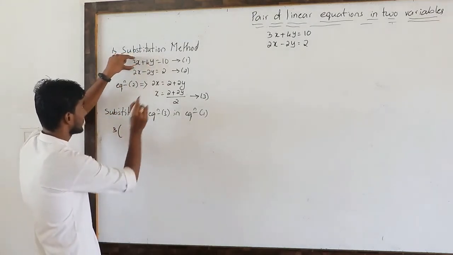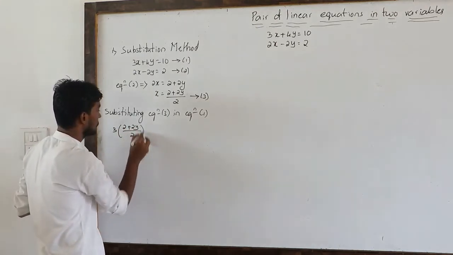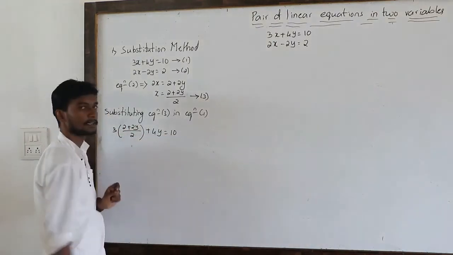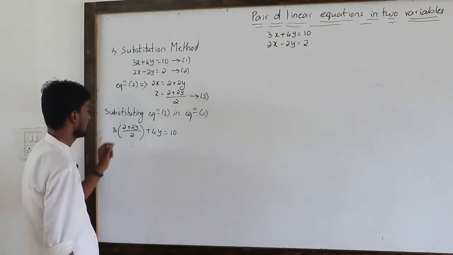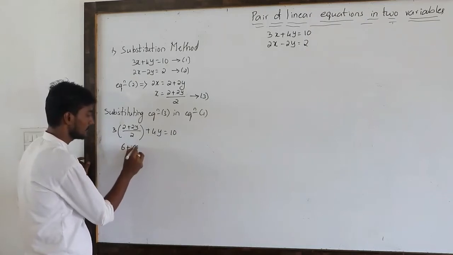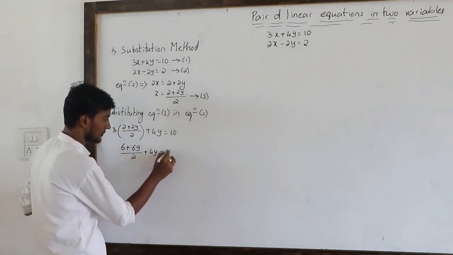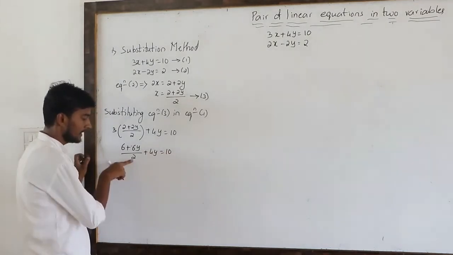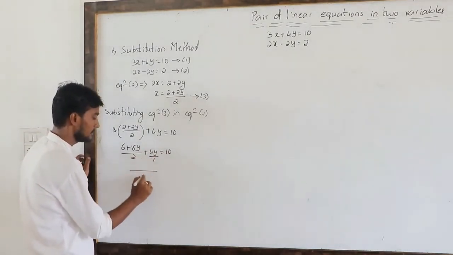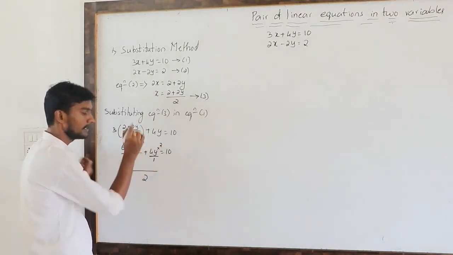So 3 into bracket x, (2 plus 2y) divided by 2, plus 4y is equal to 10. So this 3 you have to multiply here. 3 into 2, 6, plus 3 into 2, 6y divided by 2, plus 4y is equal to 10. Take LCM here. Here there is no number, means 1. LCM of 1 and 2 is 2. For this you have to multiply 1, for this you have to multiply 2.